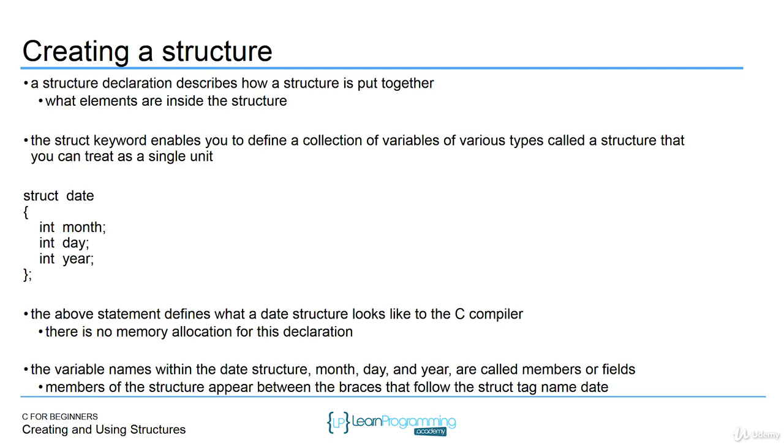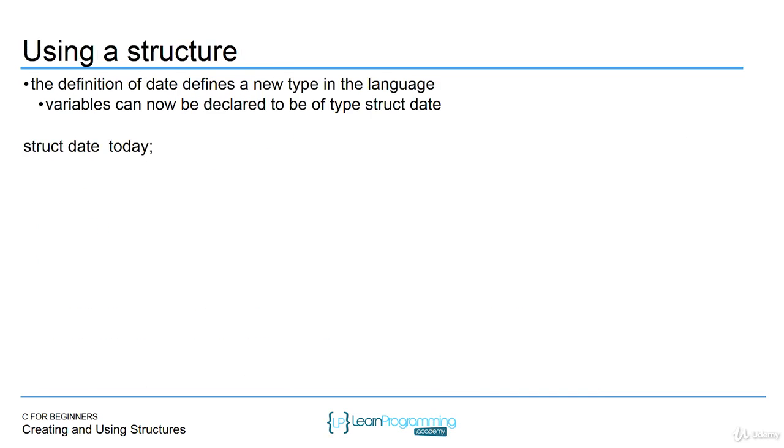So tag name, date. Very, very simple syntax to group these elements together inside of a single name, which is date. And you notice it's different from an array because there's no indices. You're not actually specifying a size. It's not the exact same data type. You can have different data types and you can have many different ones. So how would you utilize this structure?